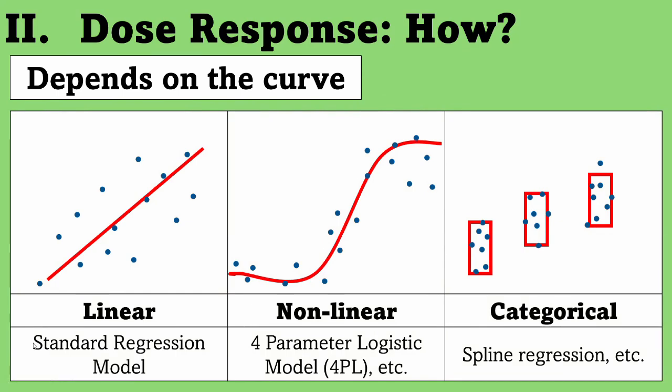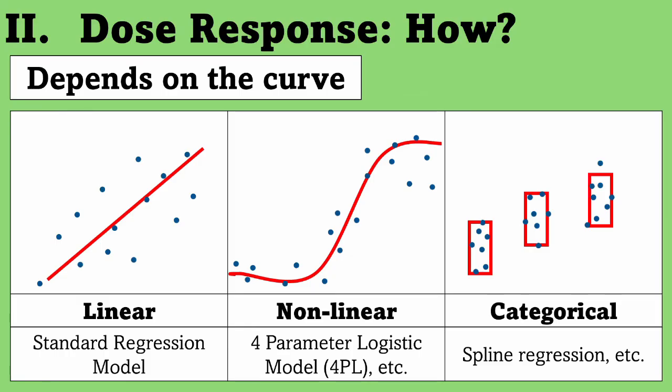So on one side of things, we would have the linear side of things. If it really is linear, while most dose response biological systems don't show that, maybe some simple ones do, you could just do a standard regression model, response as a function of dose.